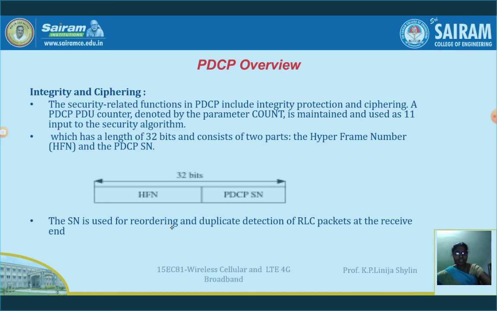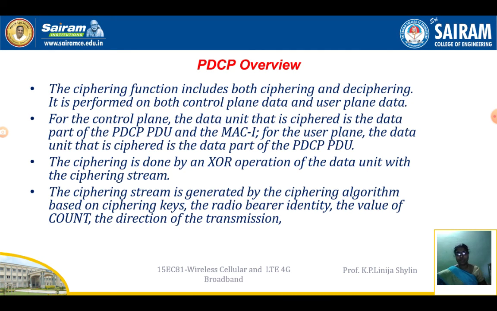So all these are about the PDCP overview, the packet data convergence protocol overview. Also, the ciphering algorithm is based on the ciphering keys, radio bearer identity, value of the count, and the direction of transmission. So I hope everybody got a clear idea about the packet data convergence protocol, header compression, for what purpose we use ciphering and deciphering, and what integrity is, all those things. Hope for the best. Thank you.